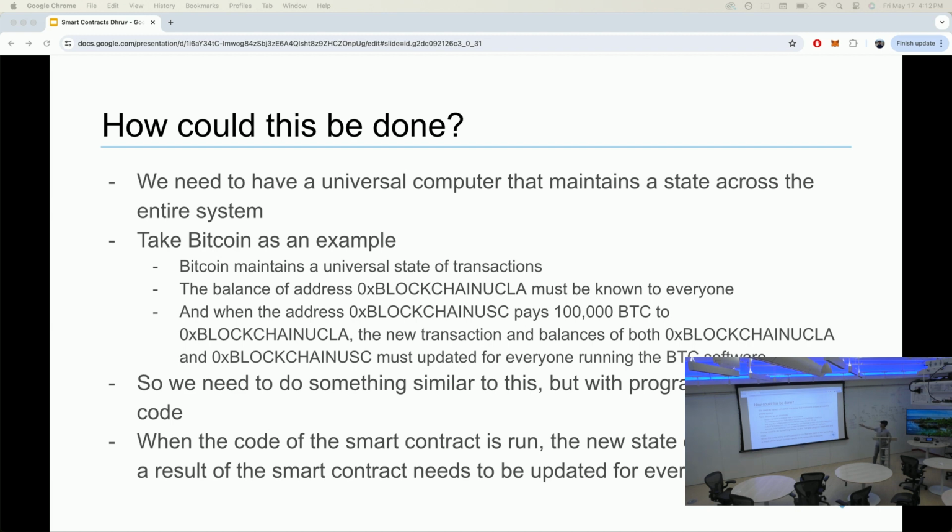So we need something similar to that, but we need these states that update to not just be transactions of sending some amount of a currency like this. We need to be updating new states of an entire system that's running code and running functions. And so when the code with smart contracts runs, what we need to happen is the new state of the network as a result of the smart contract should update for everyone to see.